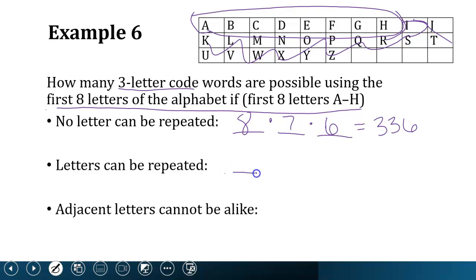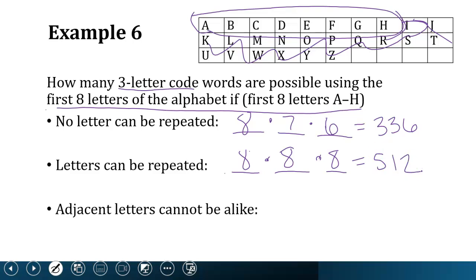All right, so let's now see. I have my 3-letter code, and letters can be repeated. So I have 8 choices total. Now, if I pull the D, I can put it back in because it can be repeated. So I still have 8 choices. If I pulled the H, it can be repeated, so throw it back in. So I have 8 choices. 8 times 8 times 8 is 512.